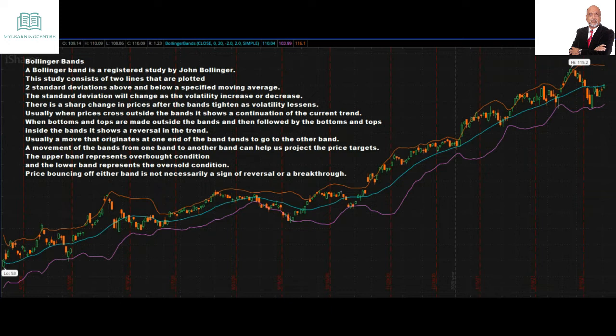The upper band represents the overbought condition and the lower band represents the oversold condition. Price bouncing off either band is not necessarily a sign of reversal or a breakthrough.